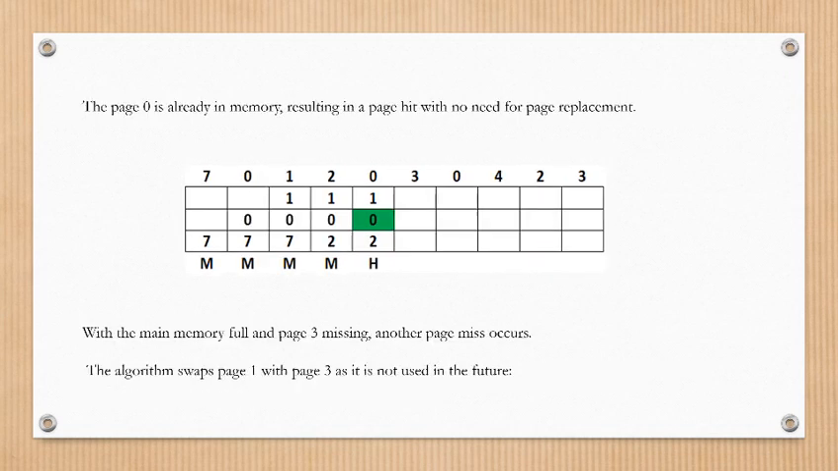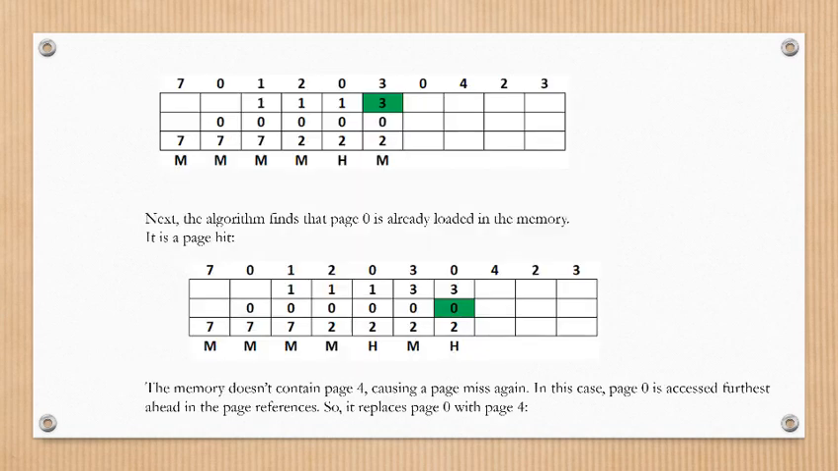Now here we can see that page 0 is already in memory, resulting in a page hit with no need for page replacement. Hence there is an H represented at the place of 0. With the main memory full and page 3 missing, another page miss occurs. The algorithm swaps page 1 with page 3 as it is not used in the future.